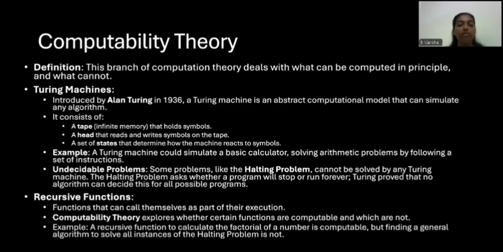Recursive functions. Functions that can call themselves as a part of their execution. Computability theory explores whether certain functions are computable and which are not. For example, a recursive function to calculate the factorial of a number is computable, but finding a general algorithm to solve all instances of the halting problem is not.